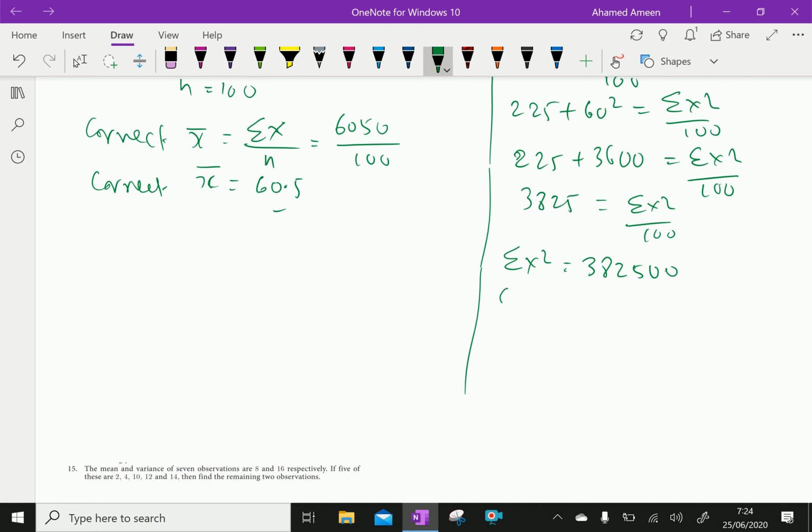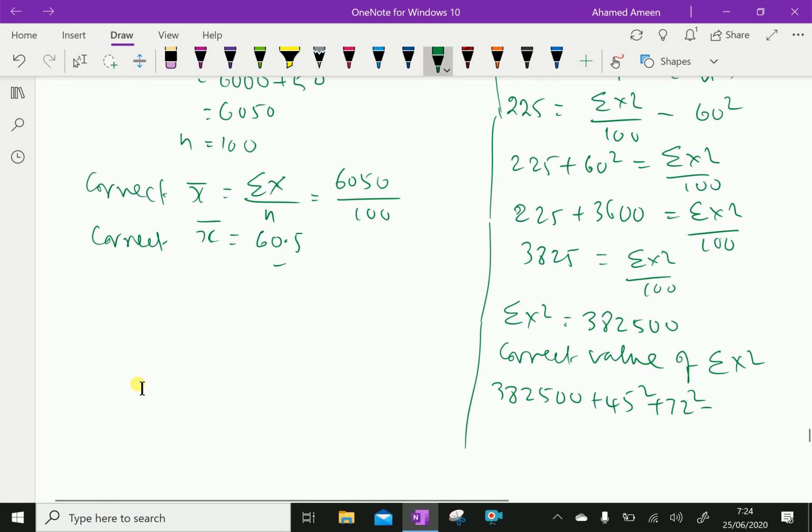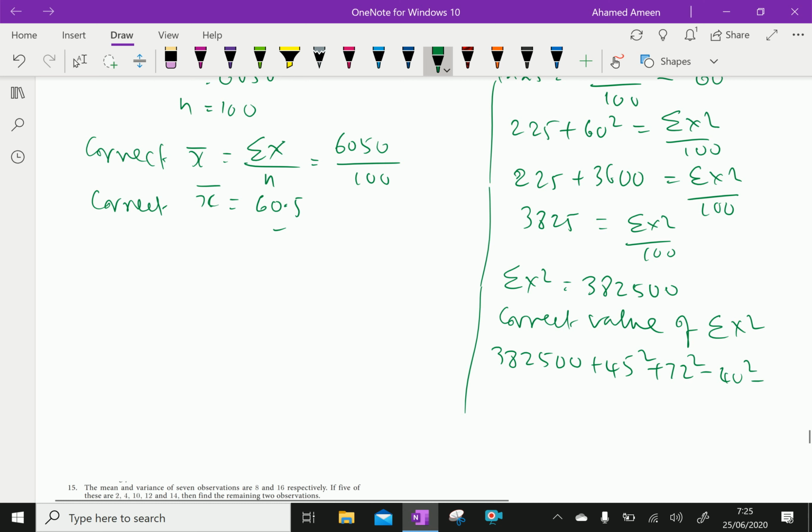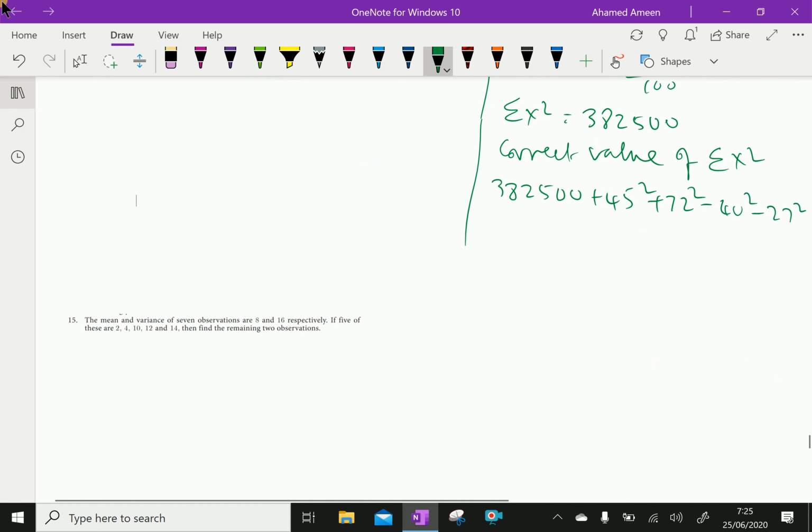Now the correct value of sigma x square is 382500 plus 45 square plus 72 square, minus the wrongly entered ones, that is subtracted, 40 square minus 27 square. Let's give more space for this.